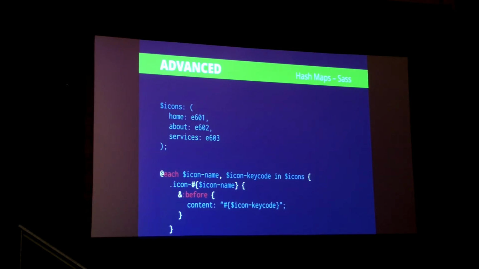So we're using interpolation again to create an icon with the correct name of the icon. So it's going to be icon-home, about, our services. And then we're using the before pseudo selector in CSS to inject the key code before the content. And then once we map that to the actual font file, it'll show the correct icon.